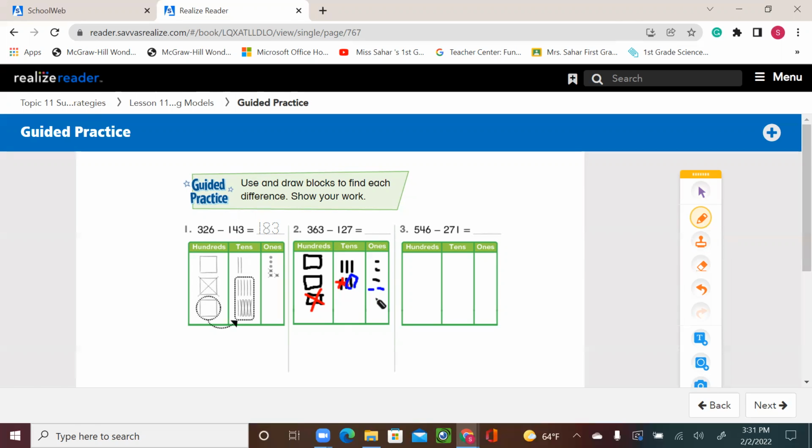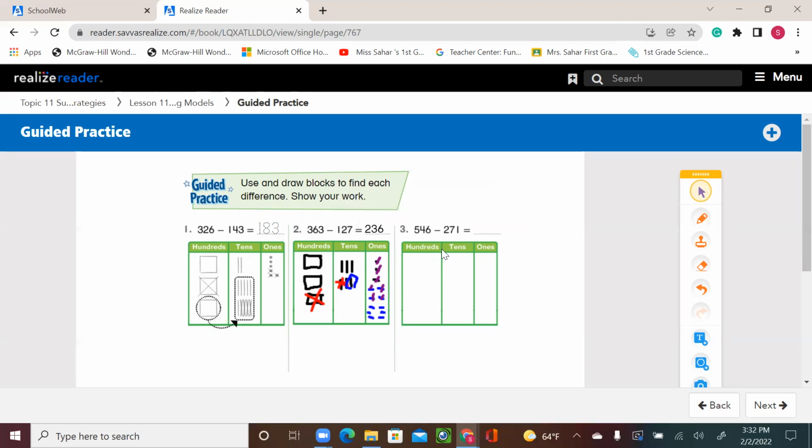1, 2, 3, 4, 5, 6, 7, 8, 9, 10. Now I need to take 7. Let's use a different color. So 1, 2, 3, 4, 5, 6, 7. Now let's count. What do I have? How many hundreds? 2. 200. How many tens? 1, 2, 3. 3. How many ones? 1, 2, 3, 4, 5, 6. So my answer, 236. Let's put it here.